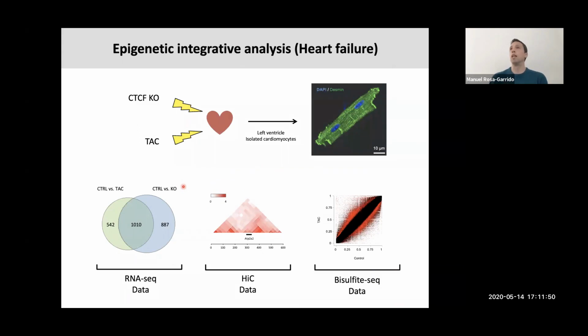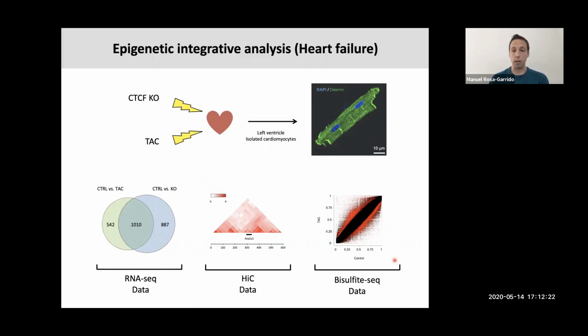Okay, so once we got our knockout animal, we started working on the epigenetic integrative analysis of heart failure. When we started this project, what we did was to induce heart failure by performing TAC and also depleting CTCF. We isolated cardiomyocytes from the left ventricle of these hearts, and then we performed RNA-seq to study changes in gene expression, Hi-C to study changes in chromatin structure, and bisulfite sequencing to study changes in DNA methylation.